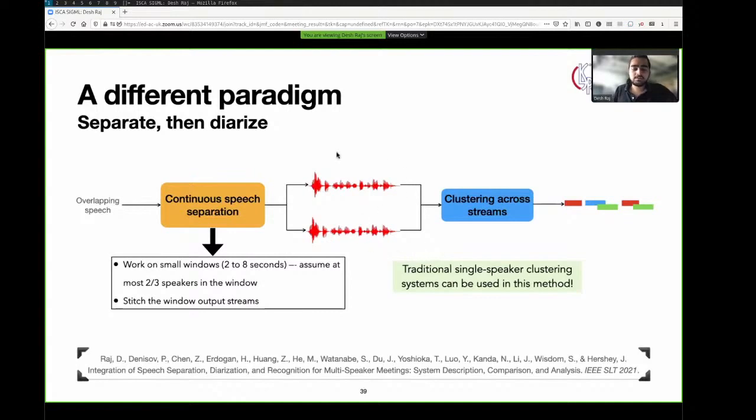But of course, it may happen that a speaker which was separated into the top audio stream at one window went into the bottom audio stream in the next window, because the windows themselves are independent of each other. There's nothing to say that a speaker in one window should be in the same stream at all times. So the task again is to cluster across the streams. If we assume that our separation method is perfect, we can assume that the streams themselves are clean and single speaker, and the clustering can then be performed using any traditional single speaker clustering methods, and they would still give you overlapping outputs, because some speakers would be active at the same time in both the streams.